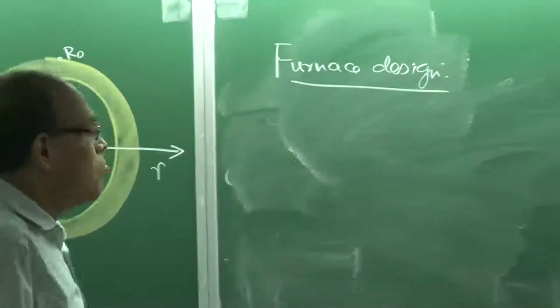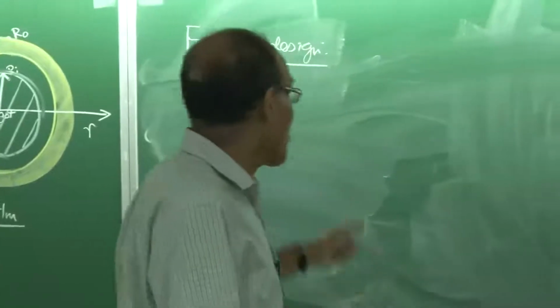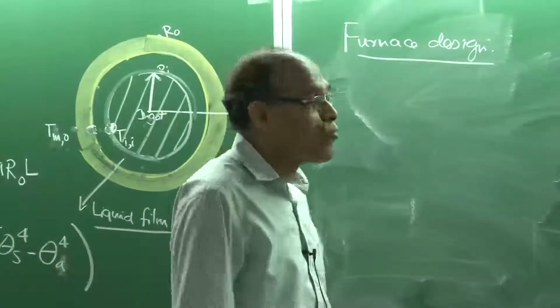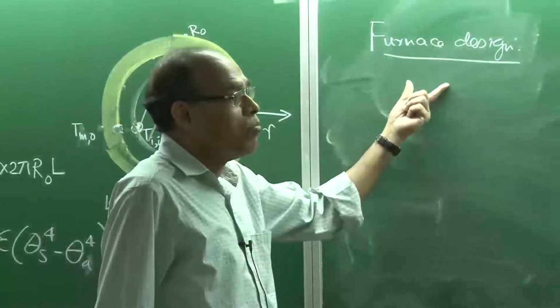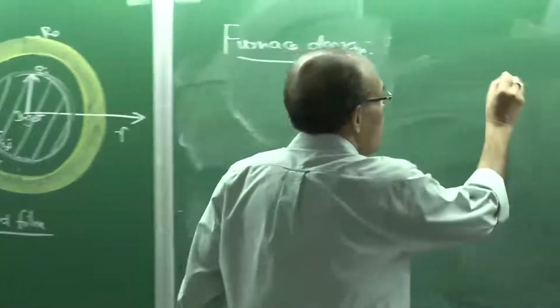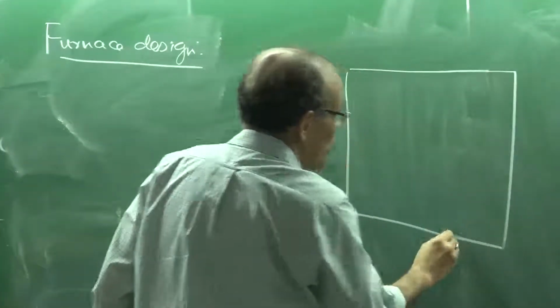Particularly, the objective is to retain heat within the furnace itself, because generation of heat is expensive. We have to pay for electrical energy, or we have to buy fossil fuels. So therefore, the heat must be contained within the furnace as far as possible. So if you have a furnace, I draw a cross section of a furnace.